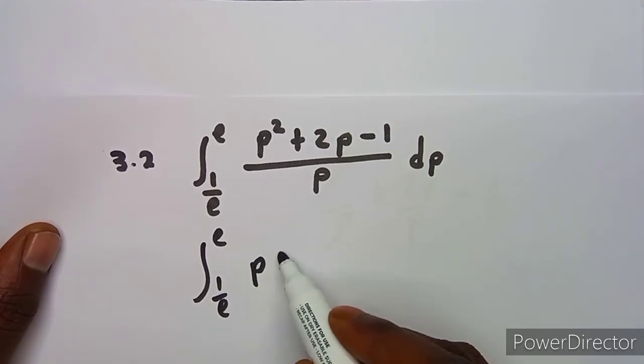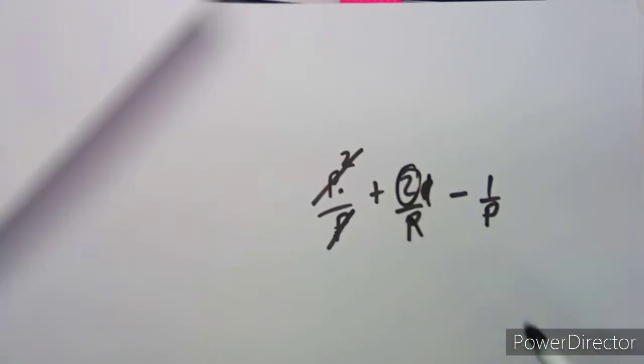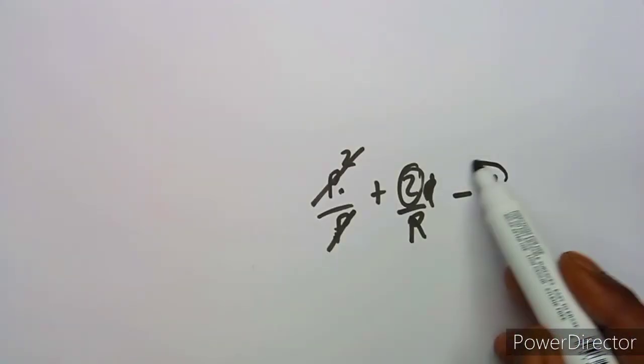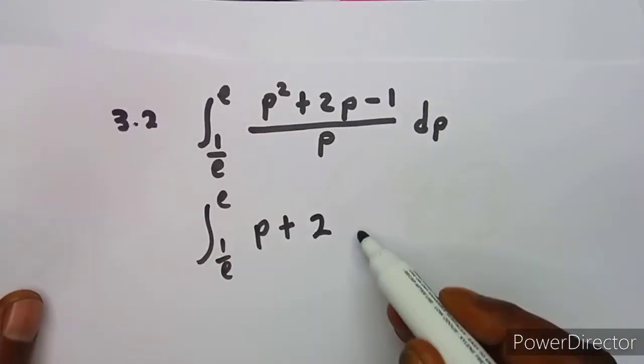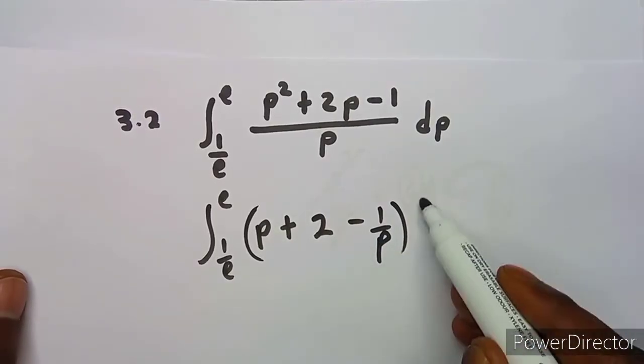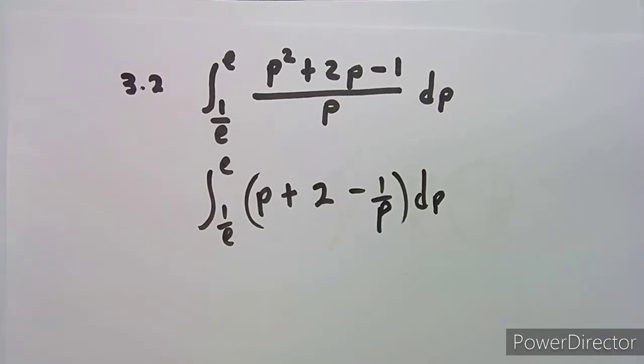So this is going to be p plus, okay, p and p will cancel, you remain with 2, so it's going to be plus 2. Then this one is going to be just minus 1 over p. So that's what we can do, so that we can integrate. Otherwise there is no other way that we can do it. Okay, so at this stage now we can integrate, guys. It's a normal integration that we are used to.